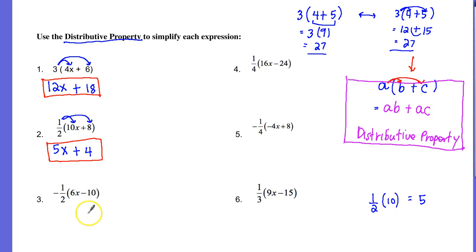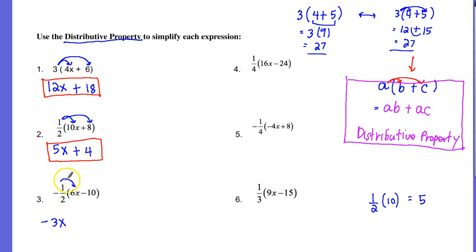The third one. This one, oh, there's a fraction and there's a negative. Don't worry about it. You just treat it like multiplying integers with negatives. That's just how you do it. So first, figure out the sign. So negative times, well, this 6x has no sign here, so that's understood to be positive. So negative times a positive is negative. We're done with the sign. Now we're going to do, what is half of 6x? Half of 6x, that is 3x.